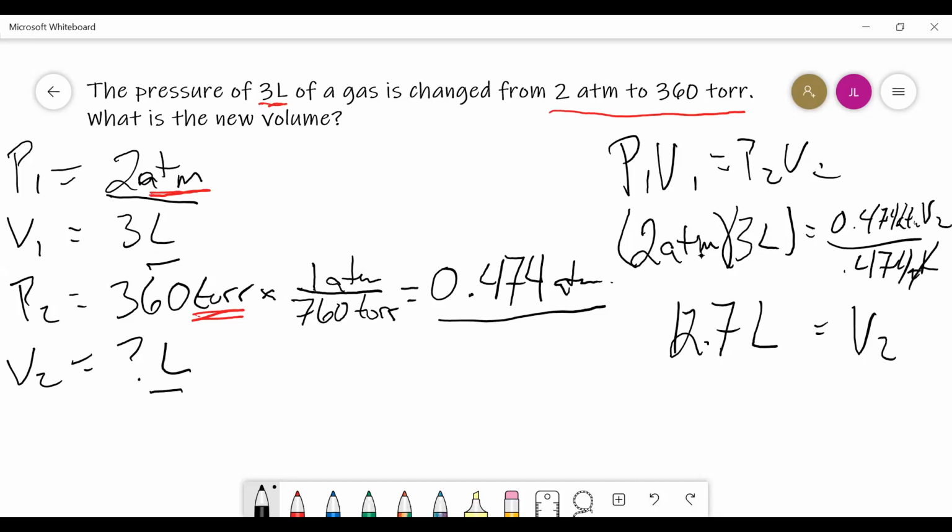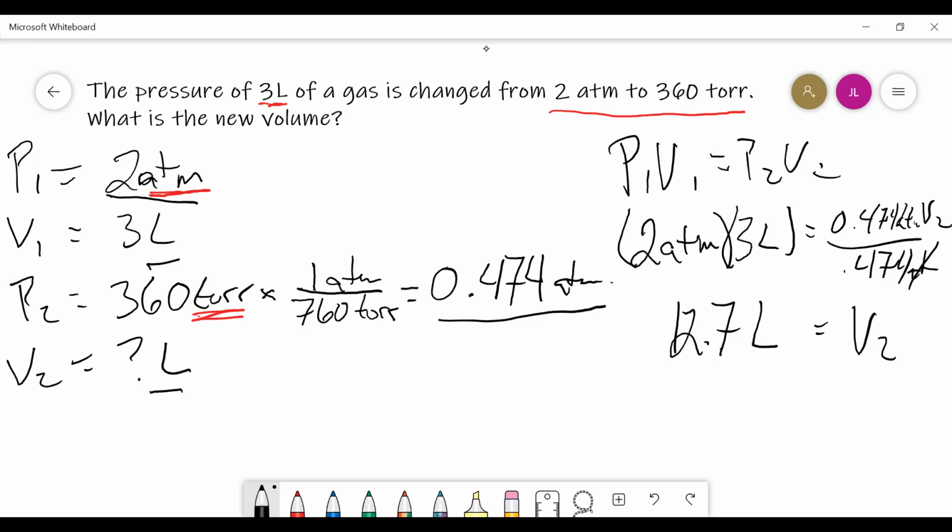Hope that helps. Seems fairly simple. Just double checking here, we've gone from a decently high pressure of 2 atmospheres to less than 1 atmosphere, so a much lower pressure. So we should expect our volume to go up, and in fact it does. That helps us answer the question on whether we got it right.